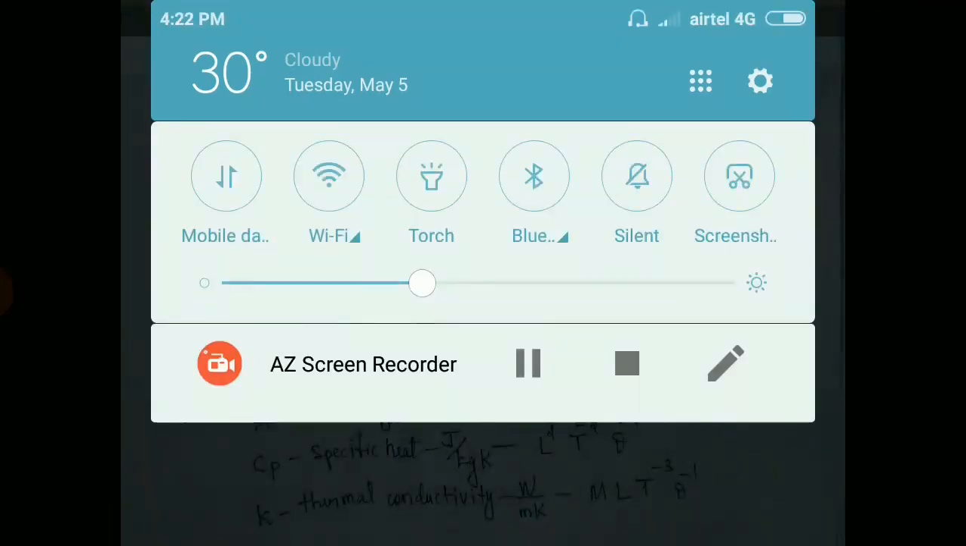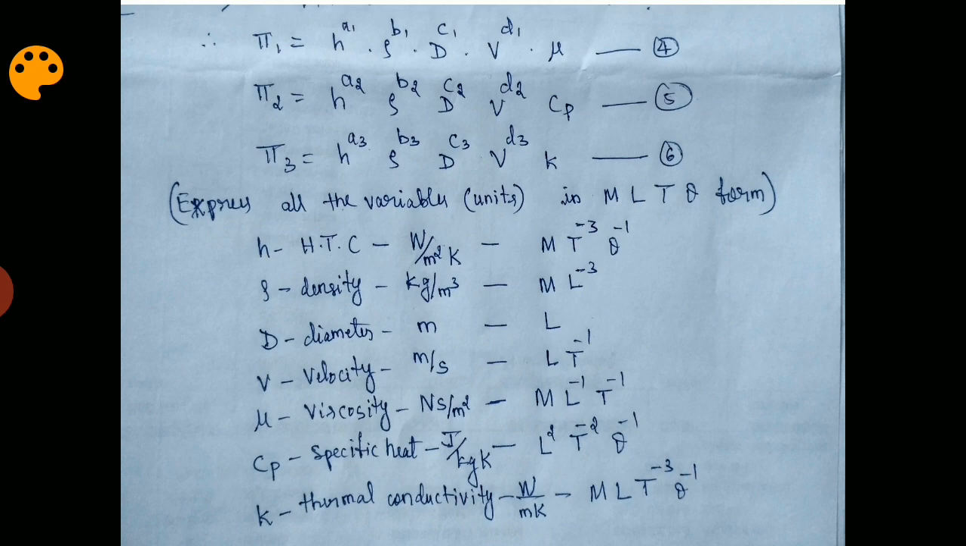Okay, continuing. So what we have to do is write down the SI units of all the variables in the problem and convert them into the form of MLT. First it is h, the heat transfer coefficient. The unit is watt per meter square Kelvin or degree Celsius. When we write it in the MLT form, we get M T raised to minus 3 theta raised to minus 1. How it is obtained, you can check in the previous video.